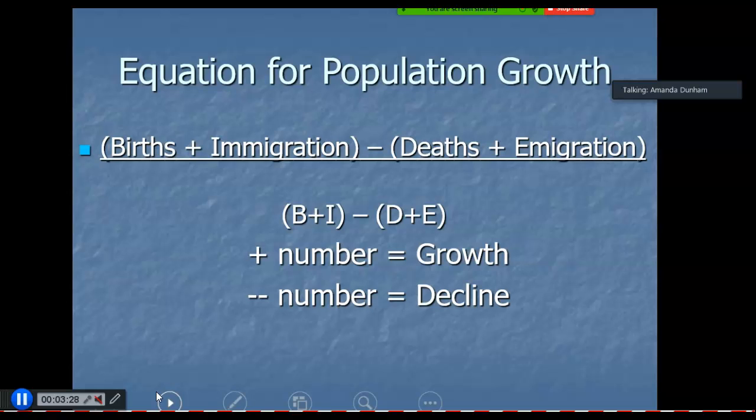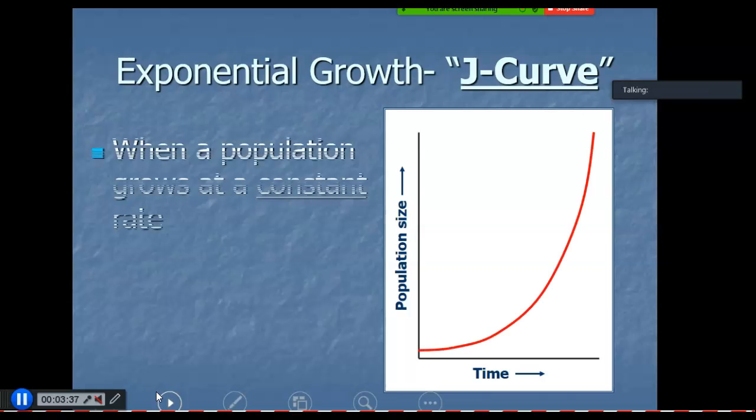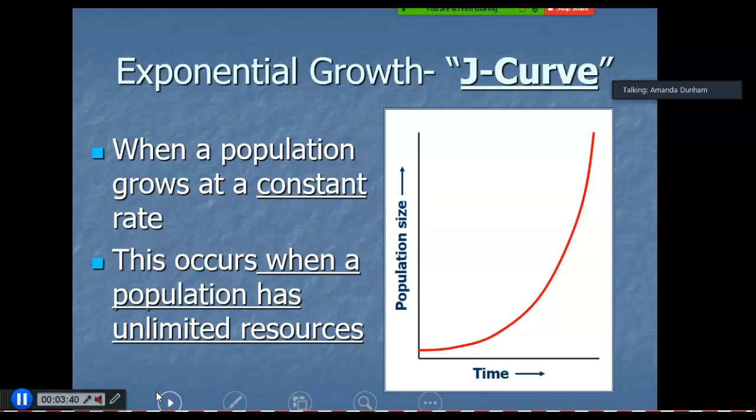Okay, moving on. Exponential growth. This is our J-shaped curve. This is when a population grows at a constant rate, okay? This occurs when a population has unlimited resources. So did you all see this J-shaped curve when you were doing your buffalo models? Did you see the J-shaped curve start out? Almost all populations are going to start out with that J-shaped curve, okay? This is when they have unlimited resources, so they've got enough resources to go around, all right?